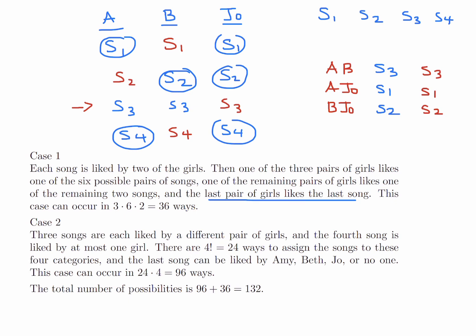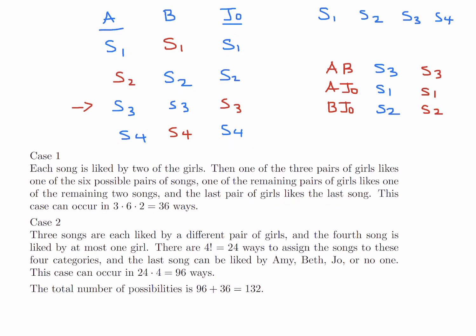And the last pair likes the last song. So the last pair is A and B, and they like S3. So what they're saying is that all can happen in the following ways: 3 times 6 times 2. And I believe how they got that is 3 pairs of girls, 6 possible pairs of songs, and of course 2 songs.